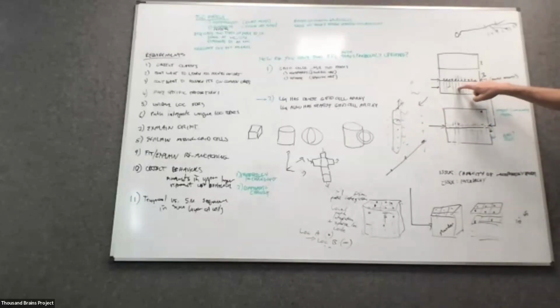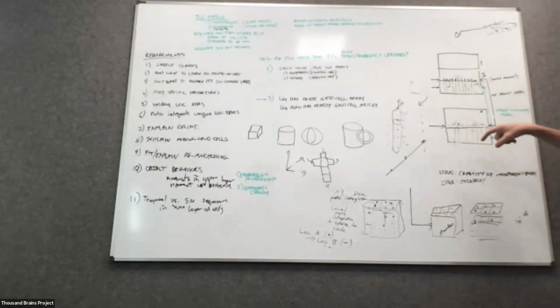If these two SDRs up here were in different locations on the morphological object, then you'd have different mini columns. One SDR would be trying to set one set of mini columns in phase, and the other would be trying to set the other set of mini columns in phase. And then you would have two hypotheses.